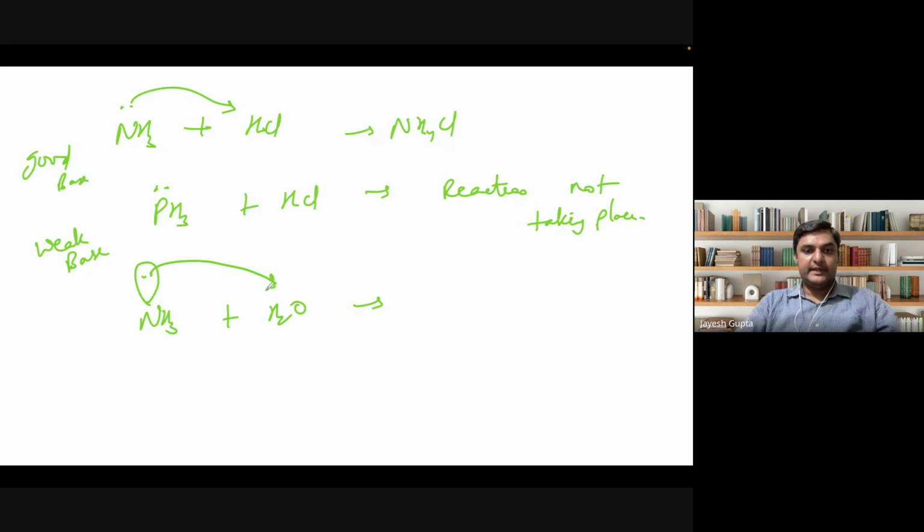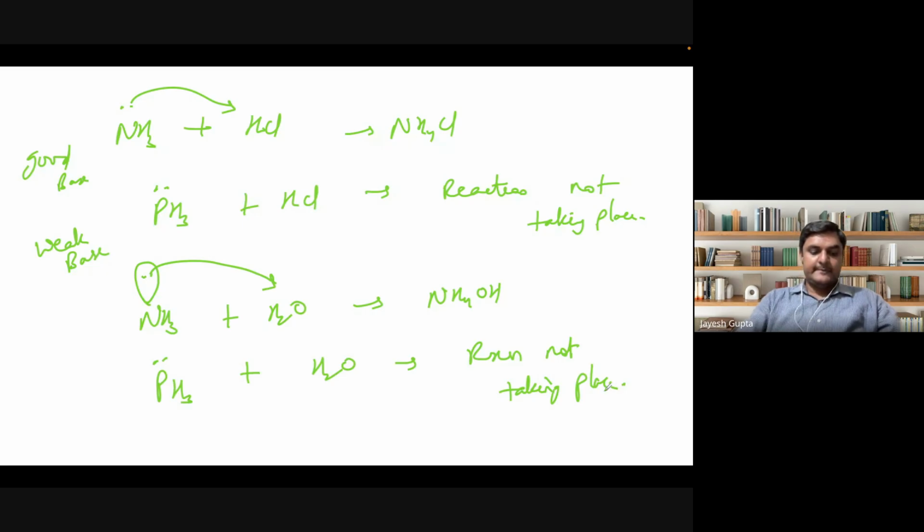It can donate a lone pair easily to hydrogen. You get NH4OH. Now if I take PH3, it also has a lone pair, but it is a weak base. The reaction with H2O does not take place. Okay, understood this? Any doubt?